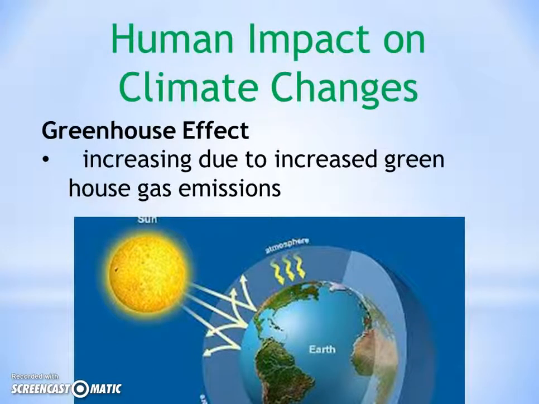Let's talk about human impact. So greenhouse effect again. The human impact of this is that we're increasing the amount of CO2 gas that goes back into the atmosphere. Okay, so that's by greenhouse gas emissions, that's by fuel emissions, smog, smoke, all of those things are detrimental to the atmosphere.